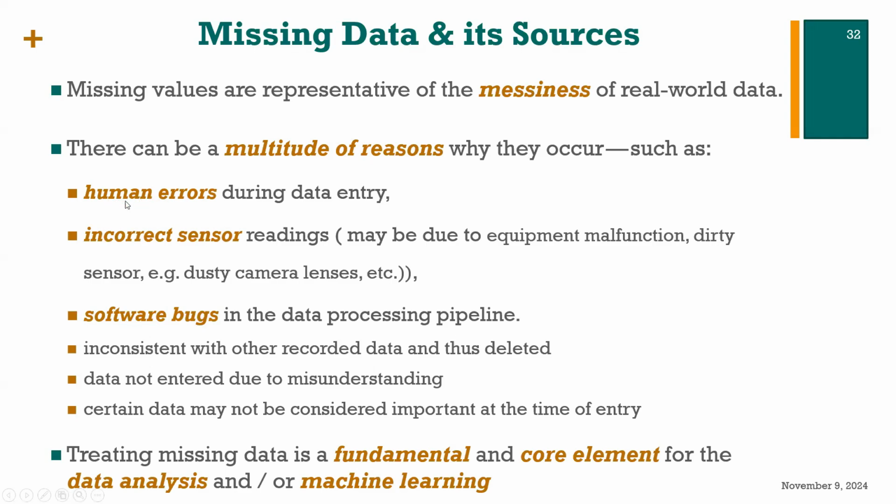Some of them could be due to human error during data entry. Somebody is either careless, or sometimes no matter how careful you are, you may mistakenly miss out a particular data. You didn't enter anything there; you jumped it. And sometimes it could be due to incorrect sensor reading, maybe due to equipment malfunction, because sometimes we set up sensors in an attempt to avoid human errors.